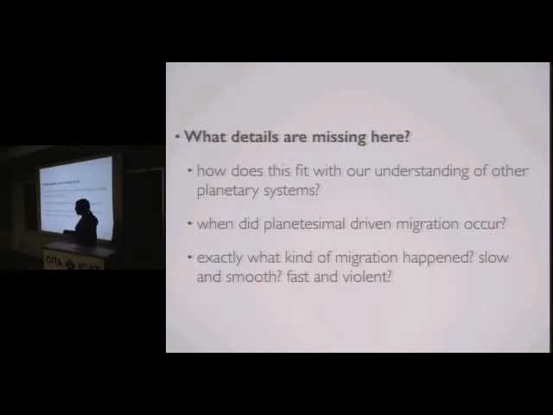But there's a lot of details missing here. One is, does this make sense in context of what we now know about exoplanet systems? We also want to know, when did this process occur? How soon after the gas disk was gone did this occur? And exactly what happened? That nice, slow, well-behaved marching outward thing that I just showed on the last slide, that's probably not what happened. We want to know actually what happened. What are the details?